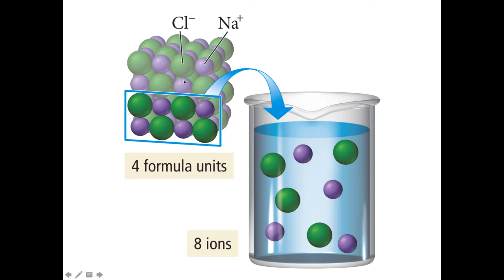Okay, so let's look at another picture of that. Suppose that you've got, here's your lattice again. Suppose you've got 4 formula units in there. That would be 1 sodium and 1 chloride making 1 formula unit, right? Because it's a sodium and a chloride. Well, if you've got 4 of those in this box, can you see there's 4? 1, 2, 3, and 4.